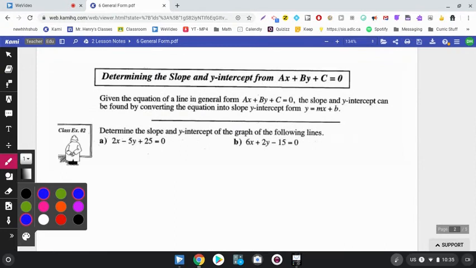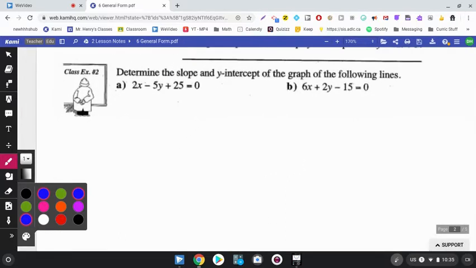Next question here. It says determine the slope and y-intercept from this form, from ax plus by plus c. Well, I already said it. General form doesn't tell me anything. It is not useful at all. It's just pretty. It just looks nice. But if I want to use it, if I want it to tell me information, what I have to do is convert it to y equals mx plus b.